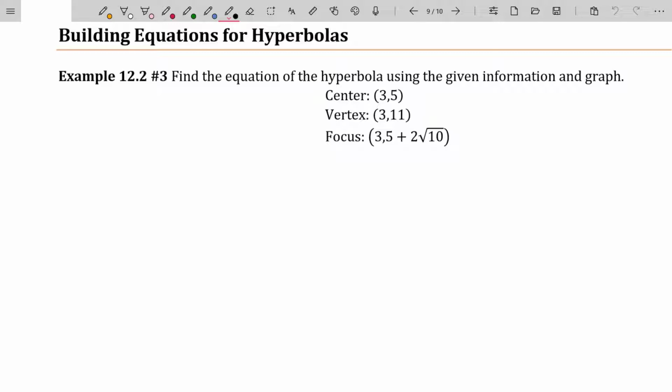Very typical of all conic sections, you're given a few pieces of information. You have to use the standard form for your conic that's in question, in this case, a hyperbola. And then you use that information to pull it all together to create that standard form of your equation. And often you're going to want to graph as well, just to visualize.